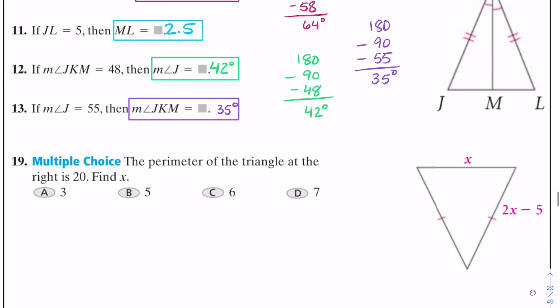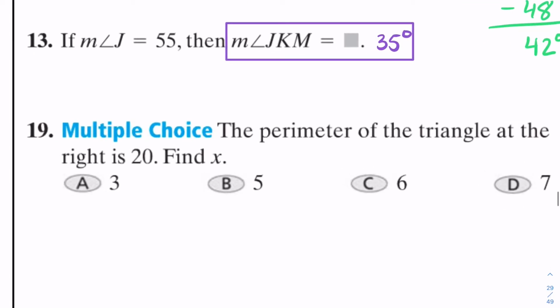looking for. Here we have the perimeter of our triangle to the right is 20. So our perimeter is 20 units.